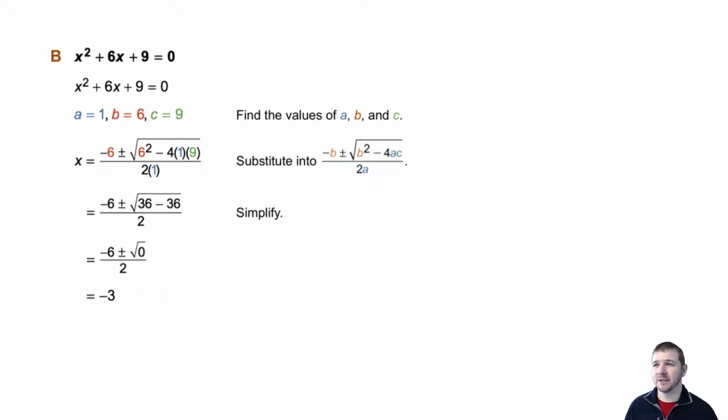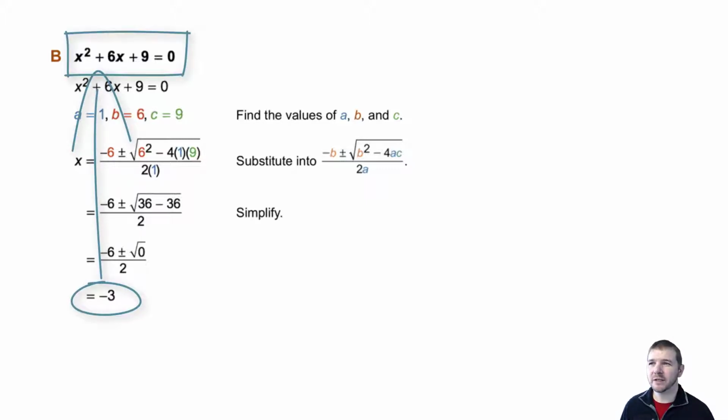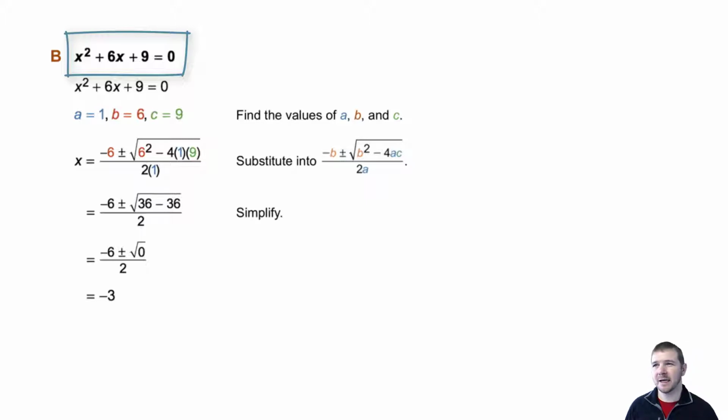This one we can check by substitution. Substitute negative 3 for x in our original equation and verify that it works. Negative 3 squared is 9. 9 plus 6 times negative 3. Well, 6 times negative 3 is negative 18. 9 plus negative 18 is negative 9. Negative 9 plus 9 is 0. So sure enough, our answer checks out.